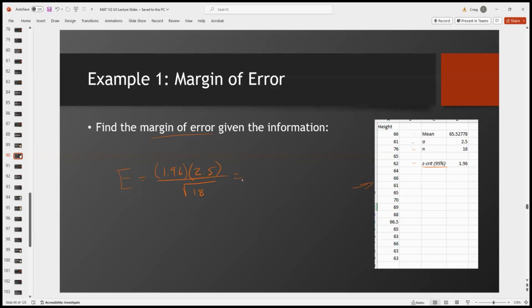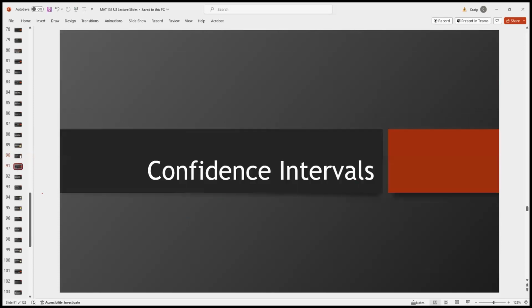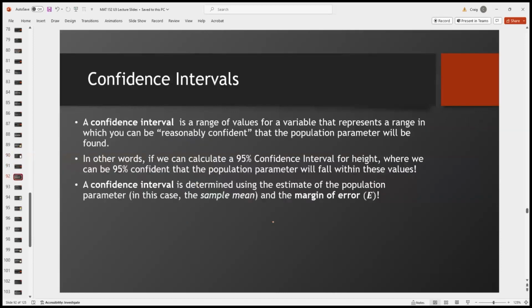So put that into a calculator. 1.96 times 2.5 divided by the square root of 18. We get a margin of error of 1.15. In this case, we're talking about height, so 1.15 inches. Now, how do we use that margin of error to find a confidence interval? Well, that's very, very simple.